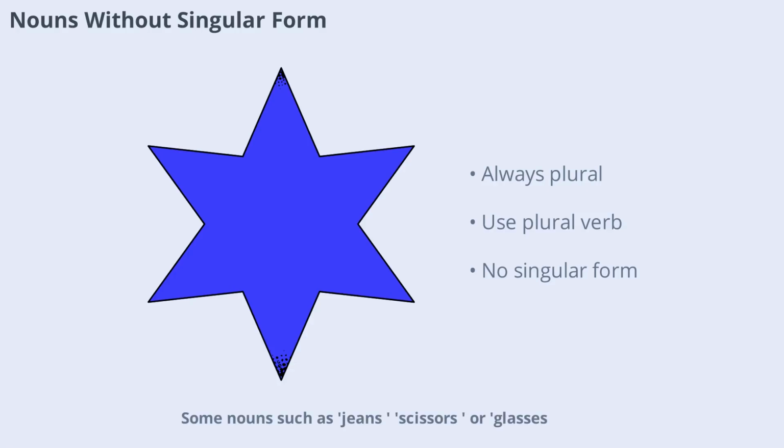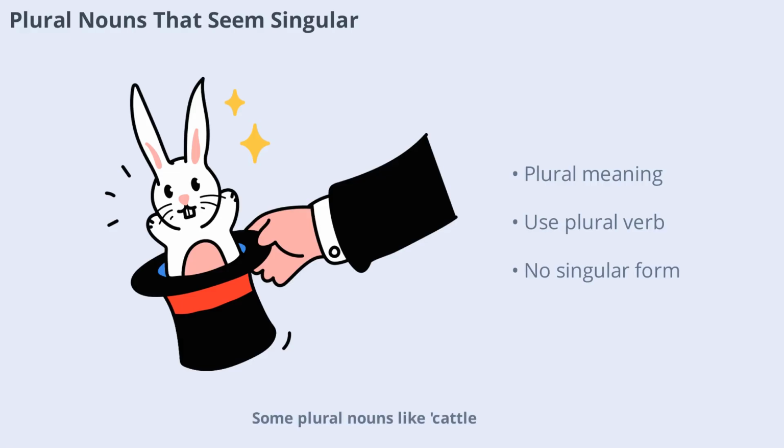Some nouns such as jeans, scissors, or glasses have no singular form and are always plural. For example, where have you kept my scissors? Use plural verbs and pronouns with these words. Some plural nouns like cattle appear singular but are always plural in meaning. For example, the cattle of Kerala are stronger than those of Odisha. Use plural verbs and pronouns for such nouns.